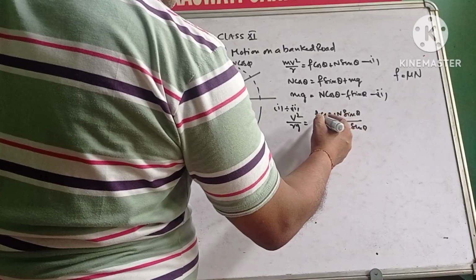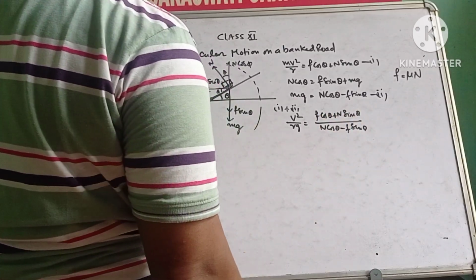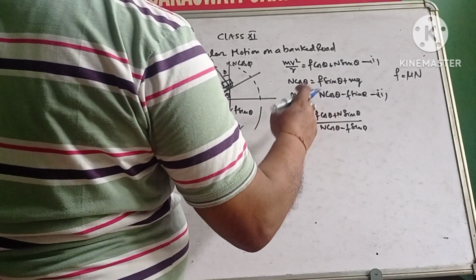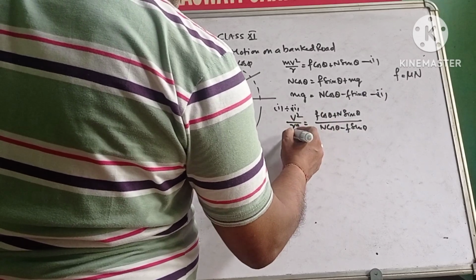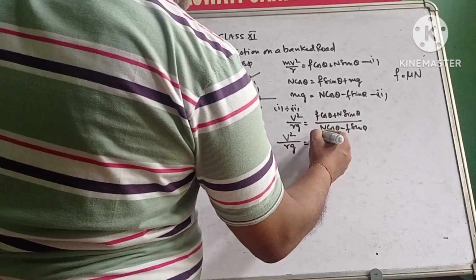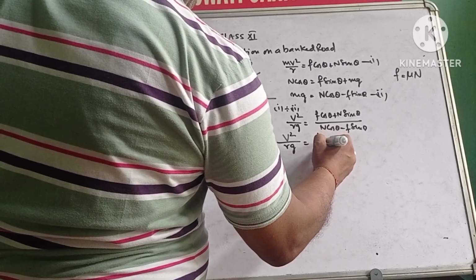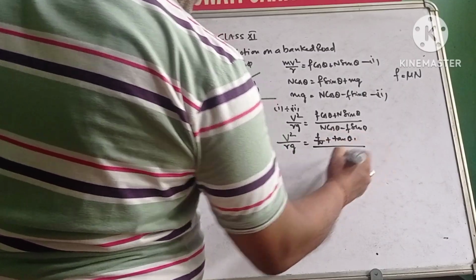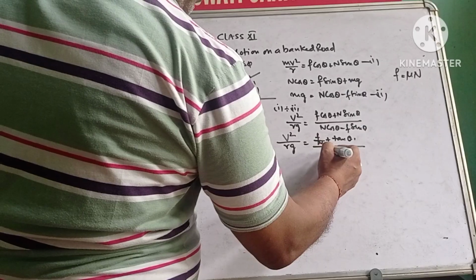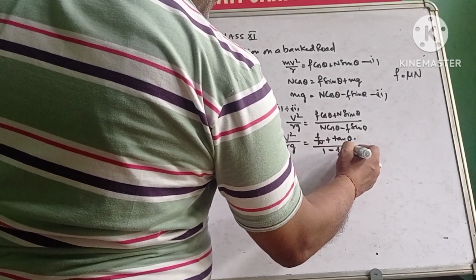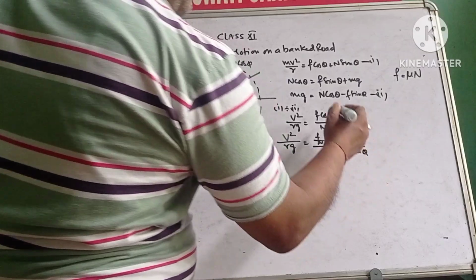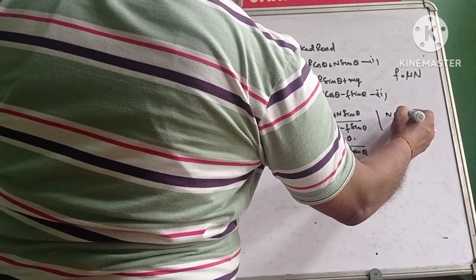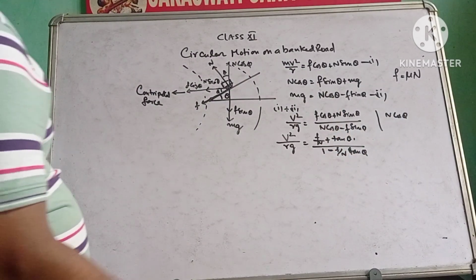Now you divide by N cos theta. When you divide by N cos theta, v square by rg is equal to F by N plus tan theta, and this will be 1 minus F by N tan theta, because I am dividing the numerator and the denominator by N cos theta.